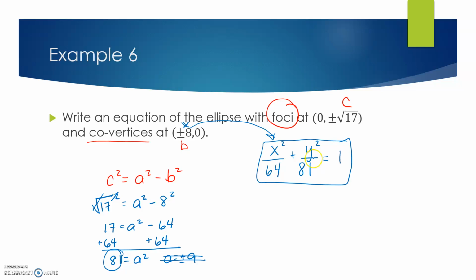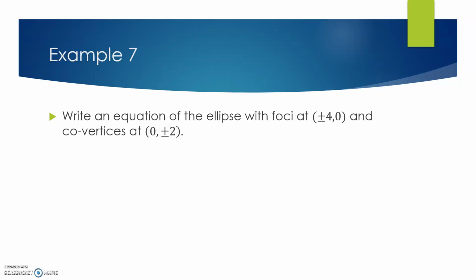So the foci are not part of the equation writing. Like I can't just look at this and as easily identify the foci as I can the a and the b values, but the foci help us in finding that missing piece. So let's try one more. Write an equation of the ellipse with foci at plus or minus 4, 0, and co-vertices at 0 plus or minus 2.